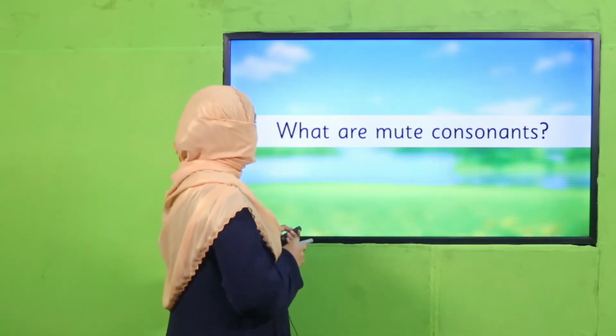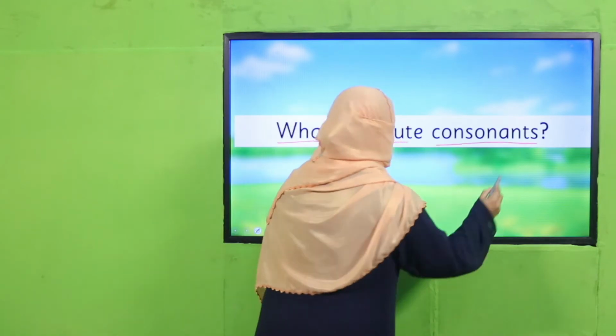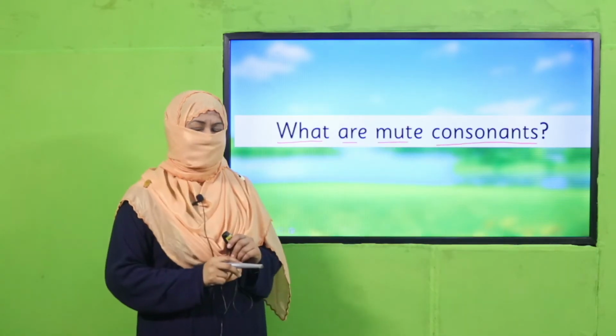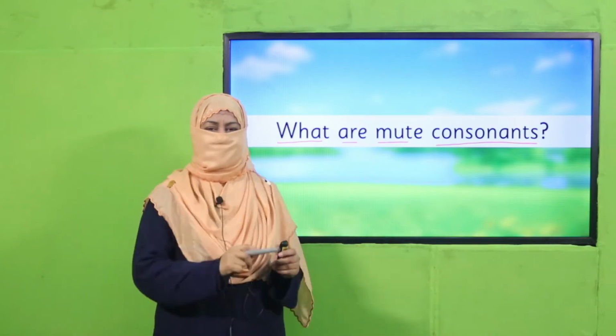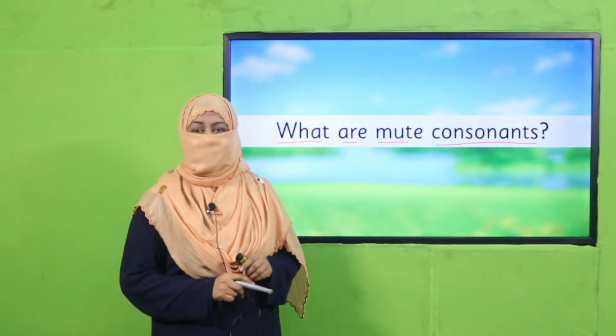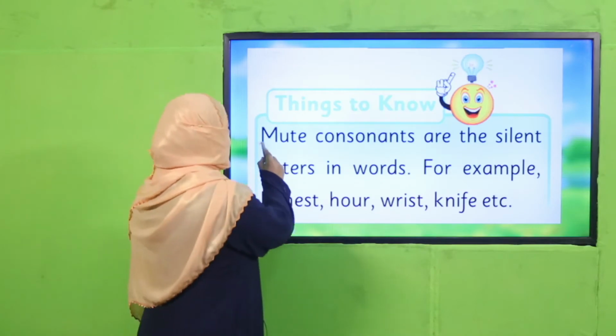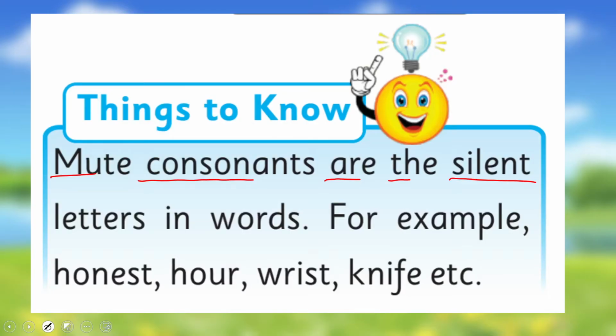So we'll learn further. And now you tell me, what are mute consonants? Pause the video, answer this question to your teacher. Yes, my dear children, I hope you remember we have learned about mute consonants. Mute consonants are the silent letters in words. For example, honest, hour, wrist, knife, etc. And we have learned a few rules for mute consonants as well.